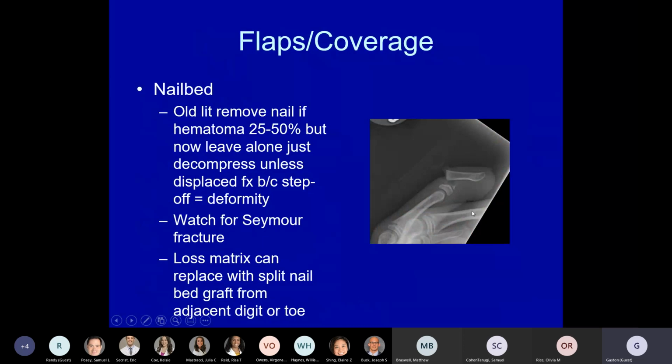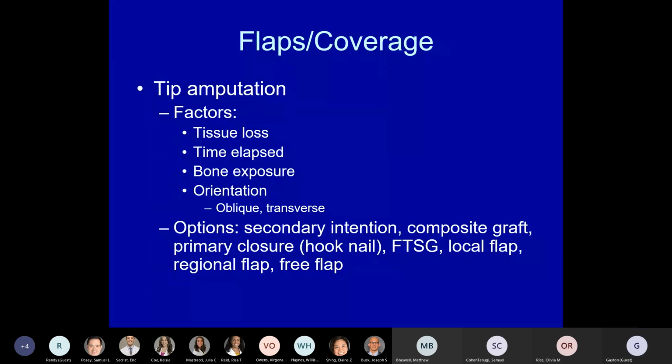This is a particular tricky fracture called a Seymour fracture, and it's in children, and this is a transphyseal fracture. Danger is if you just reduce this closed, the nail bed can get entrapped, and they have a higher risk of infection. So this should be a surgical procedure on OITE. If they're missing nail bed and that's a problem, you can do a split thickness nail bed transfer from a toe or an adjacent digit.